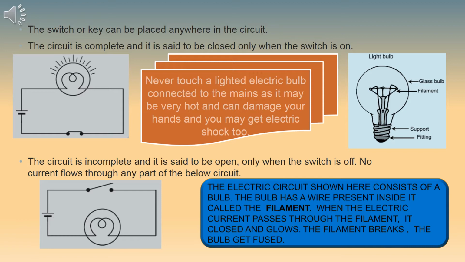Never touch a lighted electric bulb connected to the mains, as it may be very hot and it can damage your hands. And also you may get an electric shock. You see the electric bulb present in the electric circuit. This bulb has a wire inside it at the center, which we call a filament. When the electric current passes through this filament, it heats up and glows, right? The electric circuit is closed, so only then does it glow. If the filament breaks, it means the bulb has fused, right? Then we have to change the bulb.